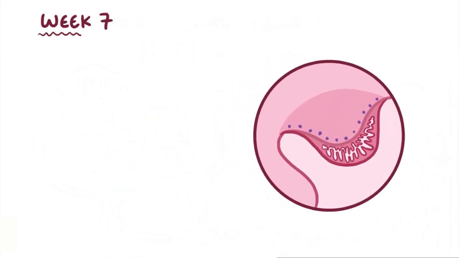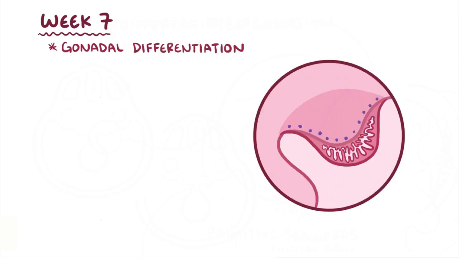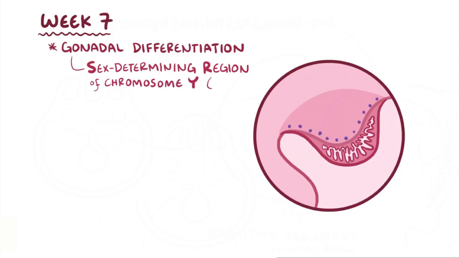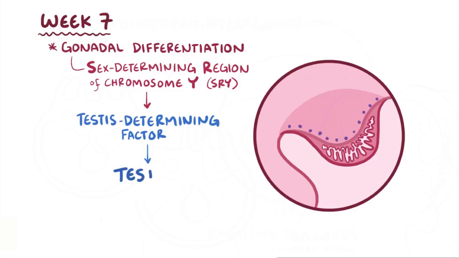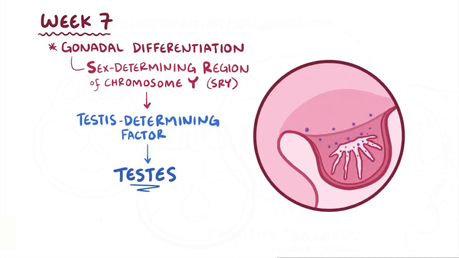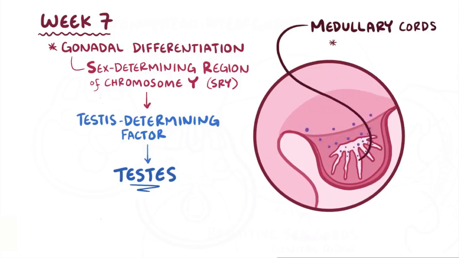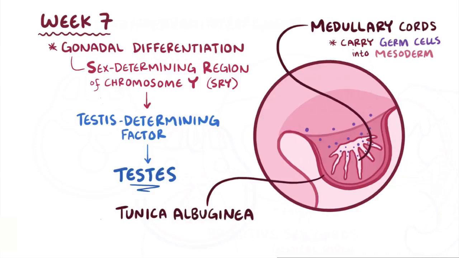Around week 7, sex chromosomes start expressing genes that determine gonadal differentiation. In a male, genes in the sex-determining region of the Y chromosome, or SRY for short, code for a protein called testis-determining factor, which initiates the development of the testes. The primitive sex cords mature into medullary cords that grow longer and carry the primitive germ cells deeper into the mesoderm. The surface epithelial layer of each gonad thins out to become the tunica albuginea.